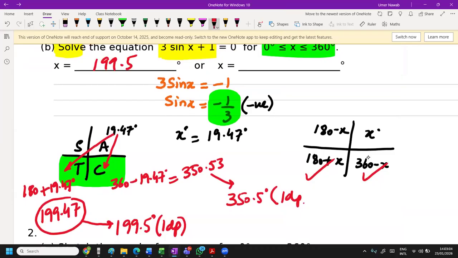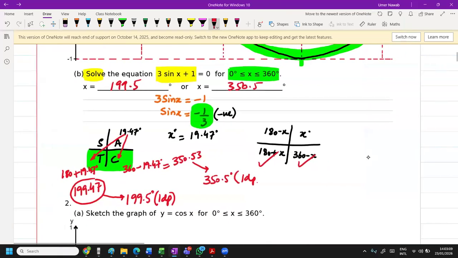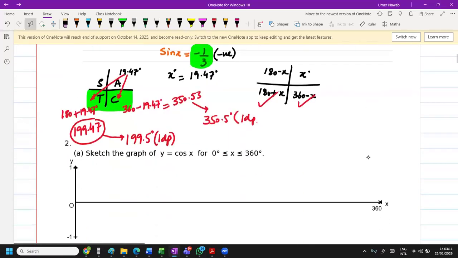199.5 and 350.5, and the degree is already written over there. This is the way of solving questions.